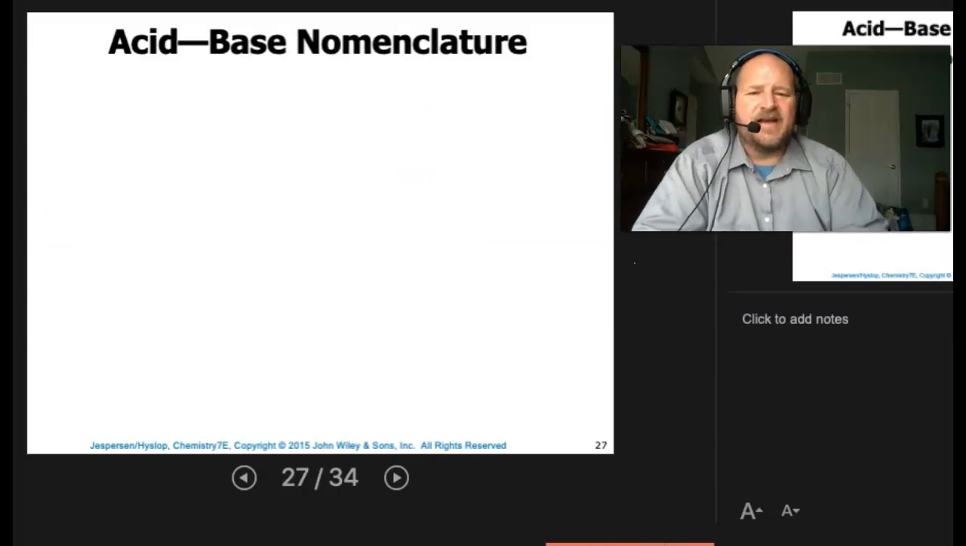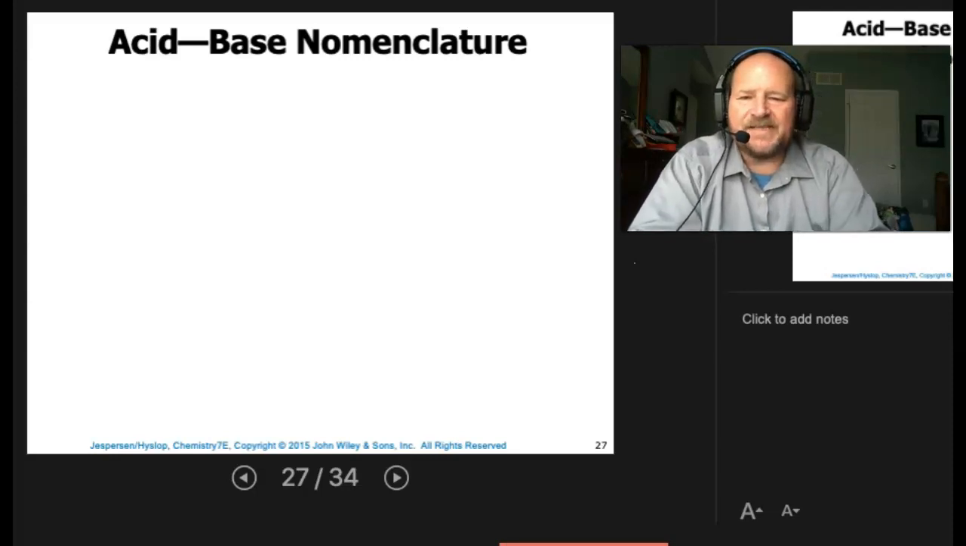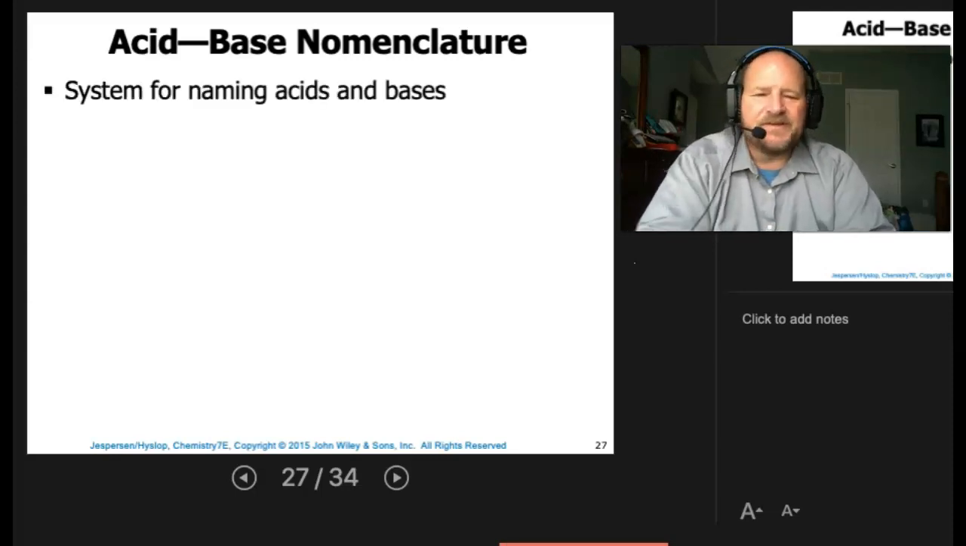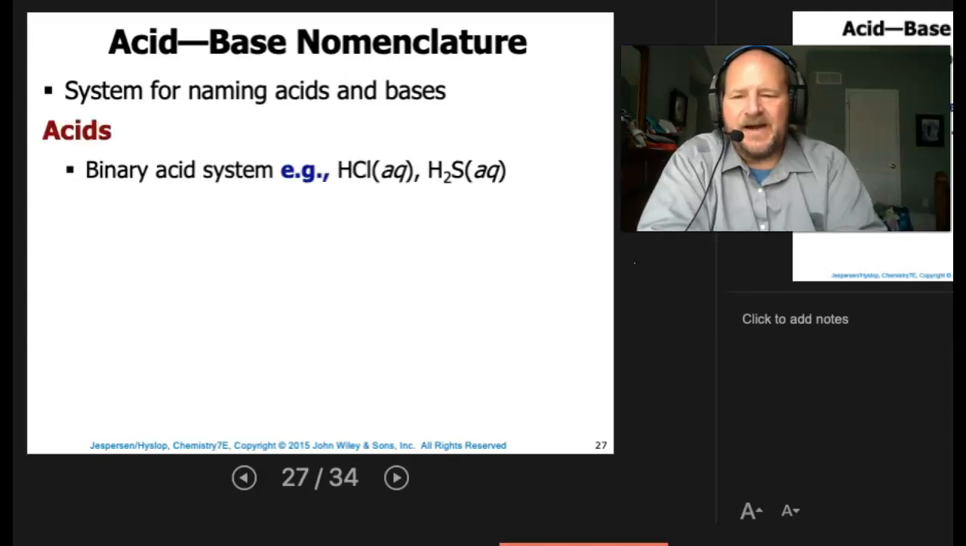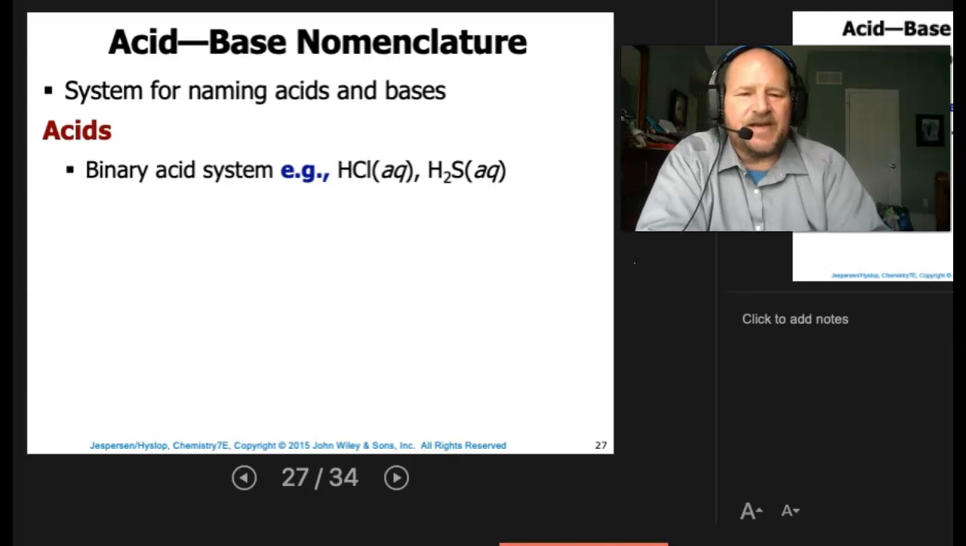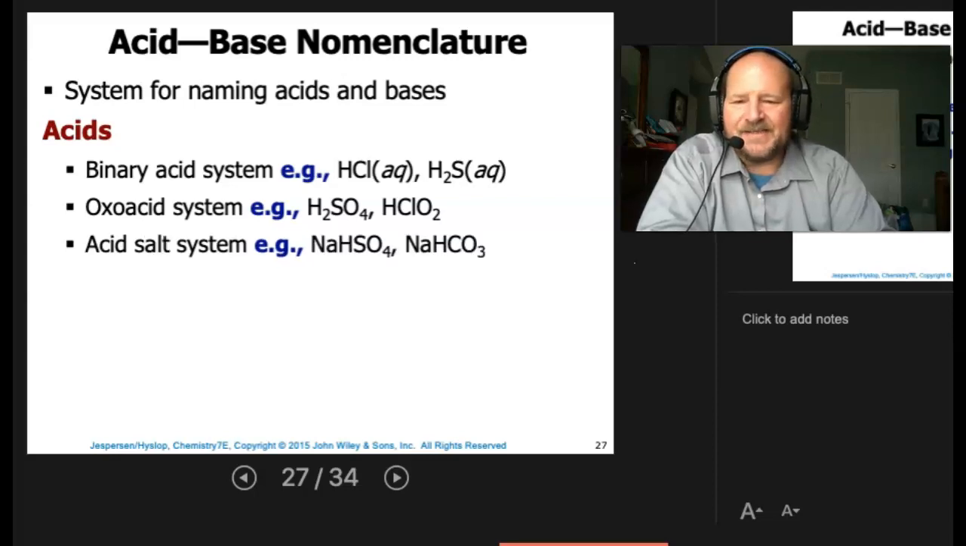All right, so we've gotten into acids and bases. Got a long segment here, but we're almost finished. I'm going to finish this segment up with naming. So, acid-base nomenclature. We do have a system for naming our acids and bases. For acids, we have what's called the binary acid system, where we're looking at the anion, but we also have an oxoacid system. When you see the oxygens in there, there's a way to name those. And then finally, we have an acid-salt system.